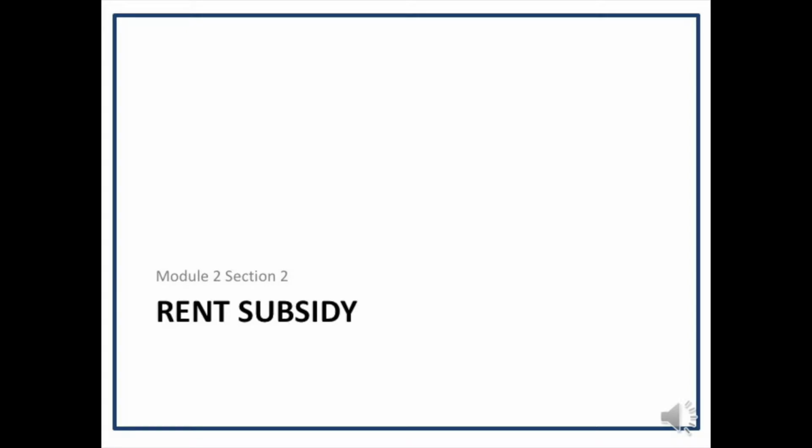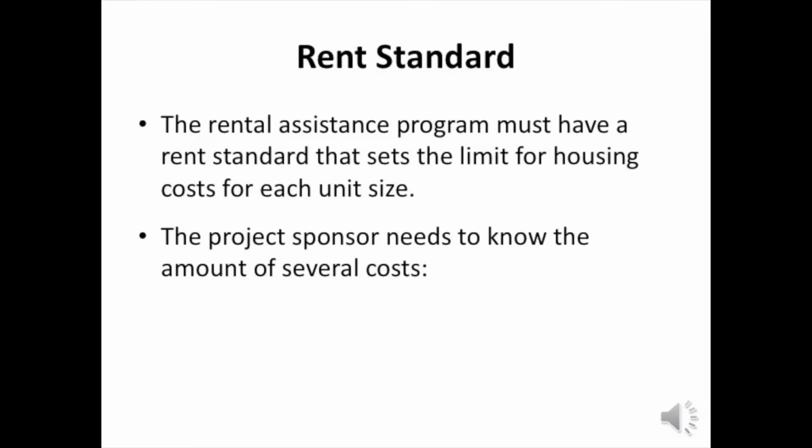In Section 2 of Module 2, we'll be reviewing rent subsidy in more detail. The Rental Assistance Program must have a rent standard that sets the limit for housing costs for each unit size, from 1-bedroom to 6-bedroom units. The rent standard helps ensure that selected units are modest rather than luxury housing.